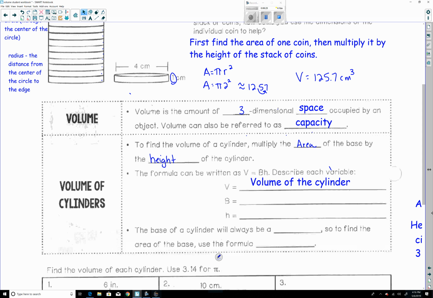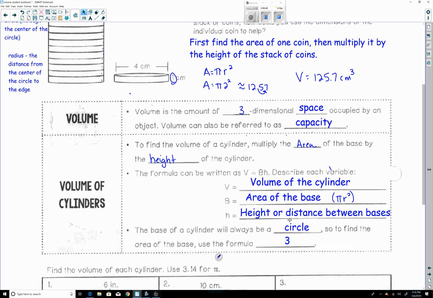The capital B is the area of the base, which we said in this instance is going to be pi r squared. And height, or H, is the height or the distance between the bases. The base of the cylinder will always be a circle. So to find the area of the base, use the formula.